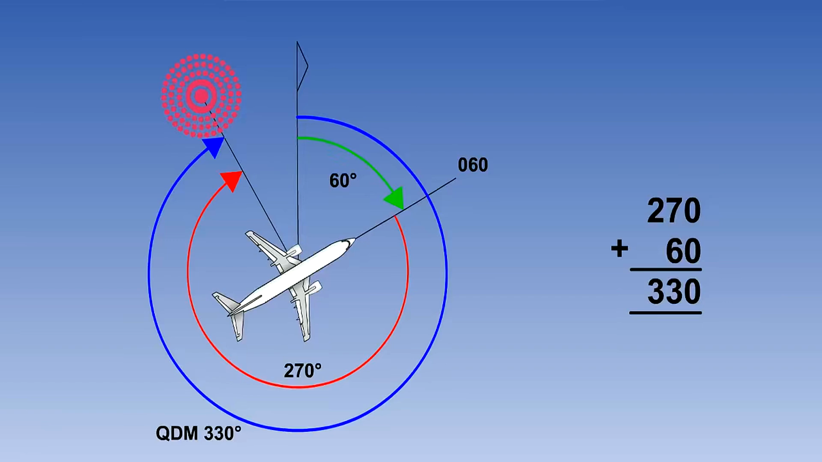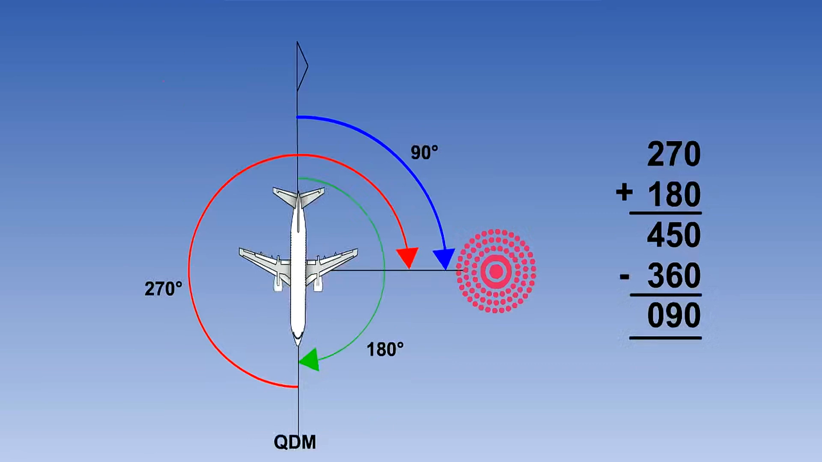To calculate the magnetic heading, the QDM to the NDB, draw a picture with the information from these two dials. Add the relative bearing, in this case 270 degrees, to the heading of 60 degrees. This makes a total of 330 degrees. If the total of the heading and the relative bearing comes to more than 360 degrees, deduct 360 from your total to give the magnetic heading to the NDB.